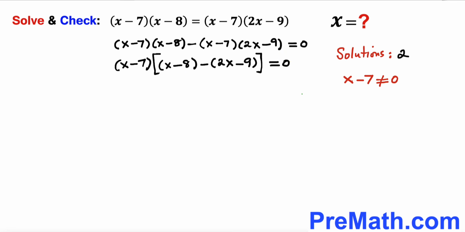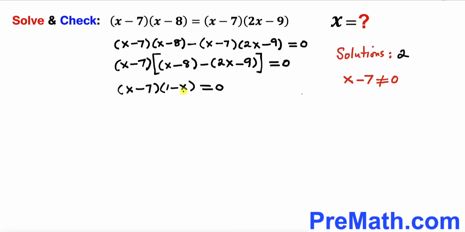Now let's focus inside this bracket. This could be written as x minus 8, and then we are going to distribute this negative sign. That's going to give us negative 2x plus 9. And when we combine the like terms, this is supposed to give us 1 minus x. So the bracket part simplifies to 1 minus x, and we can write x minus 7 times 1 minus x equals 0.